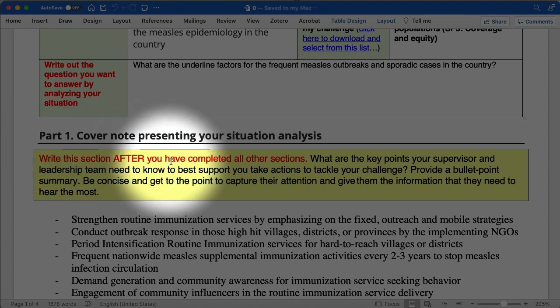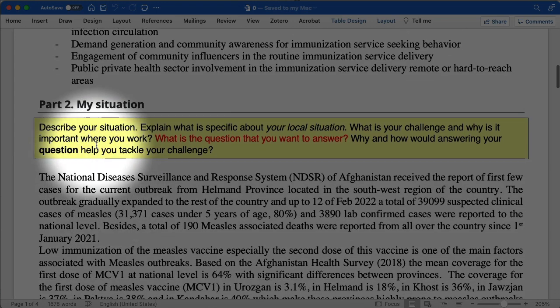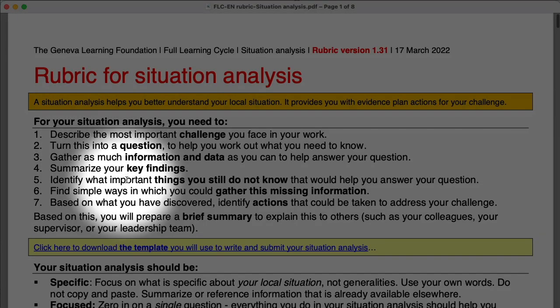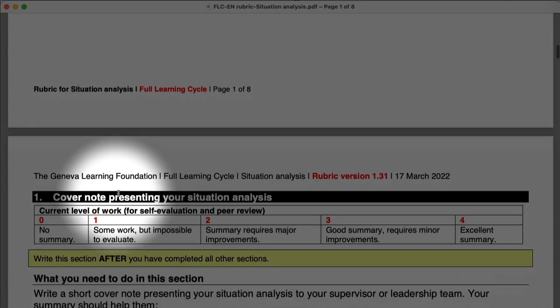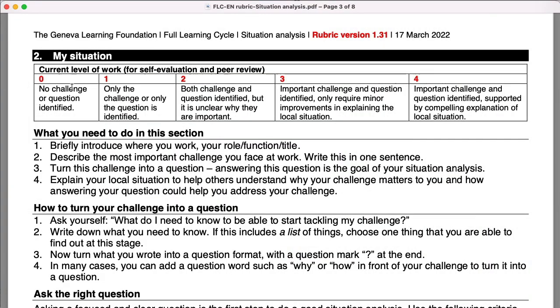Now remember, part one comes last because it's something that you do once you've got all the different pieces of your situation analysis together. So I'm not going to look at that now. I'm going to skip down to part two. And what's important here before you actually begin to read is to review, what does the rubric say? What am I looking for?